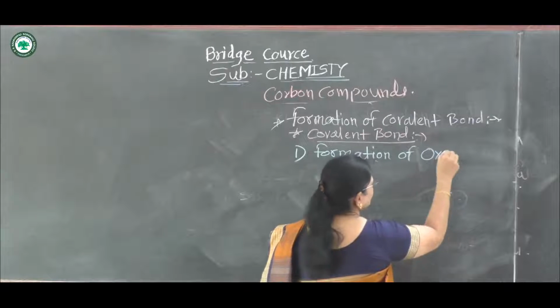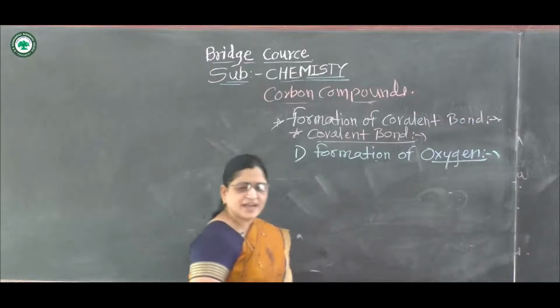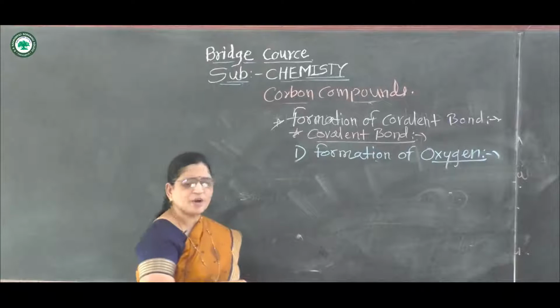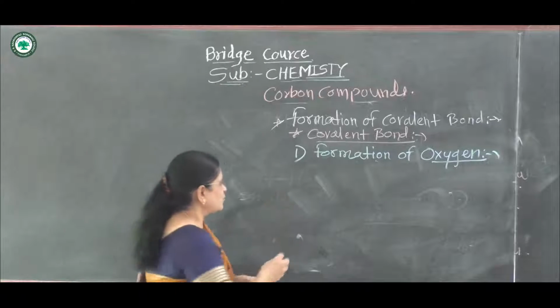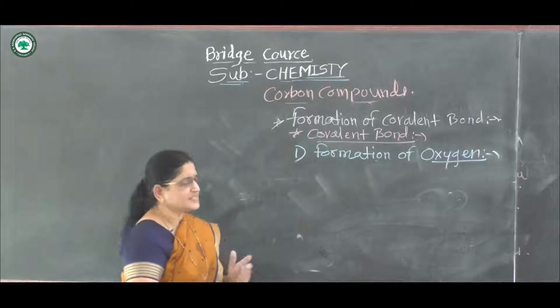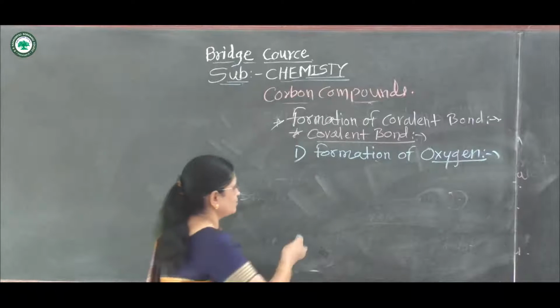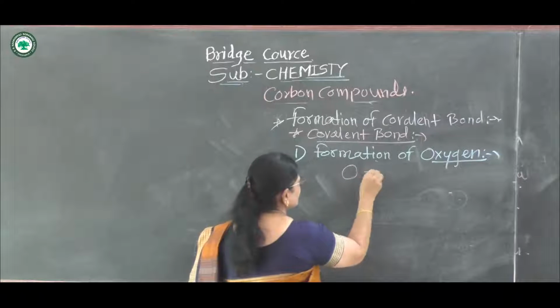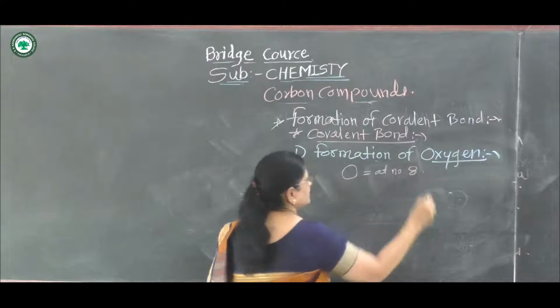Formation of oxygen molecule. Again, formation of oxygen molecule requires two atoms. If two atoms of oxygen share electron pairs and form a covalent bond, it is called an oxygen molecule. Oxygen has atomic number 8.